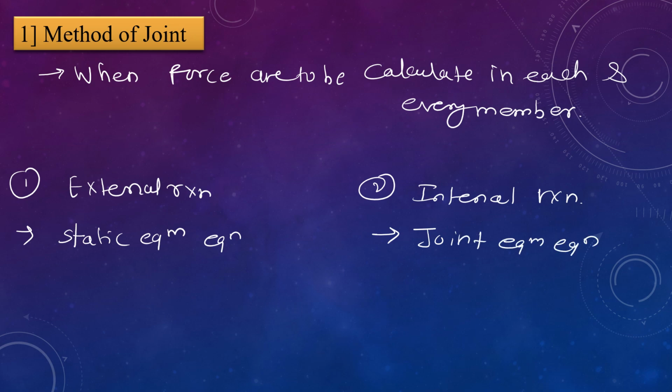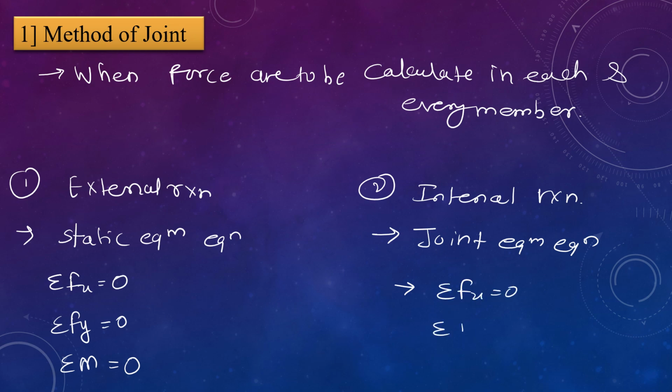In case of static equilibrium equations, there are three equations to find out the unknown values. First one is summation of Fx equal to 0. Second is summation of Fy equal to 0. Then next is the summation of moments equal to 0. For joint equilibrium, summation of Fx equal to 0 and summation of Fy equal to 0. So these are the two equations here and these are the three equations as static equilibrium equations, and here joint equilibrium equations are used.